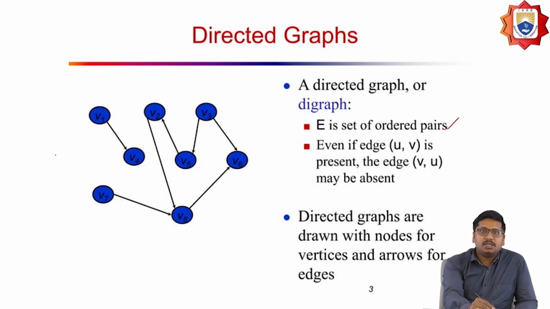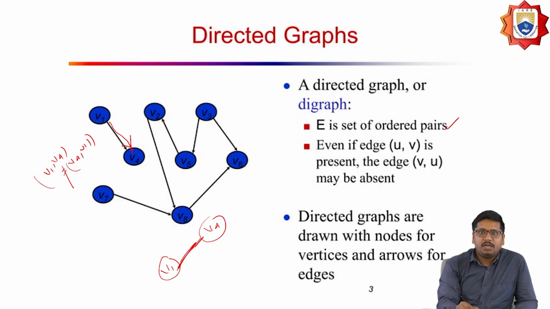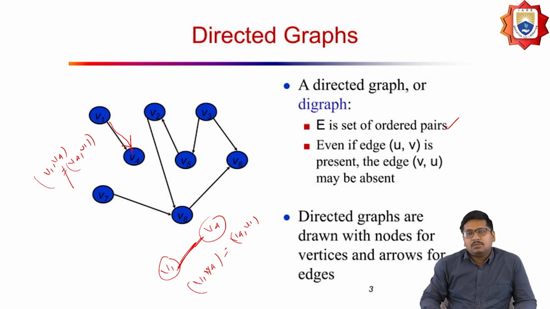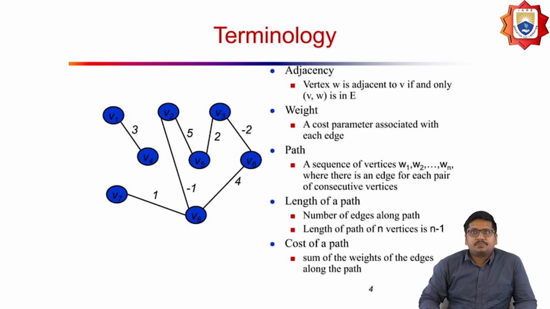So let us consider the edge here. V1 comma V4 may not be equal to V4 comma V1. Why? Because the edge direction is going to be from this side. So V1, V4 should not be equal to V4, V1. Similarly, if I have an edge like this, which does not maintain any kind of directions, then I can write V1 V4 should be equal to V4 V1. So the directed graphs are drawn with nodes for vertices and arrows for the edges.